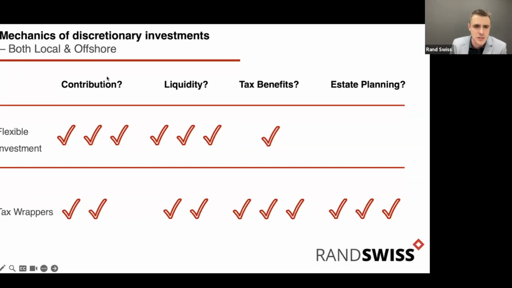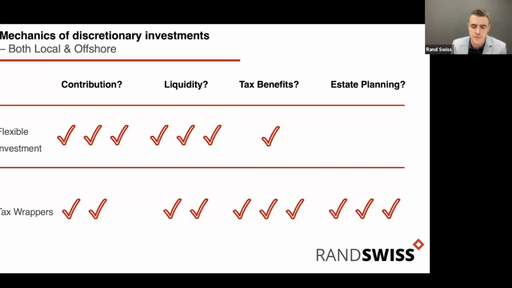So if we first touched on the contribution side of things, we've given this a 2 out of 3. Reason being is there's something called a 120% rule, and we're going to unpack that further in the slideshow. The next is liquidity. We've also given this a 2 out of 3, purely for the fact there are some restrictions in terms of accessing the capital.